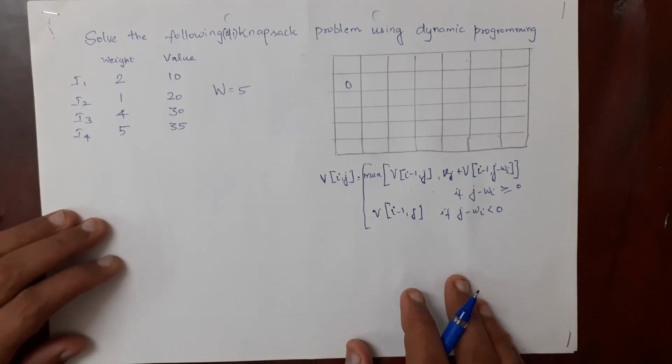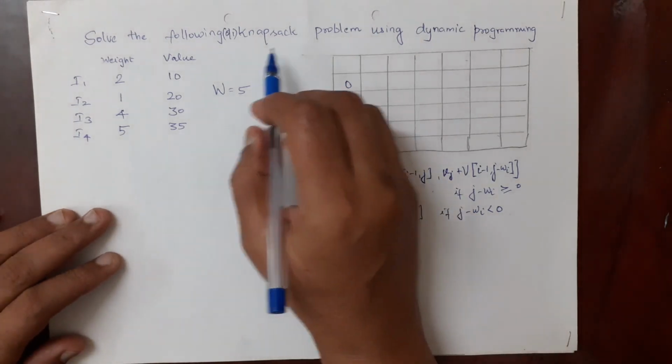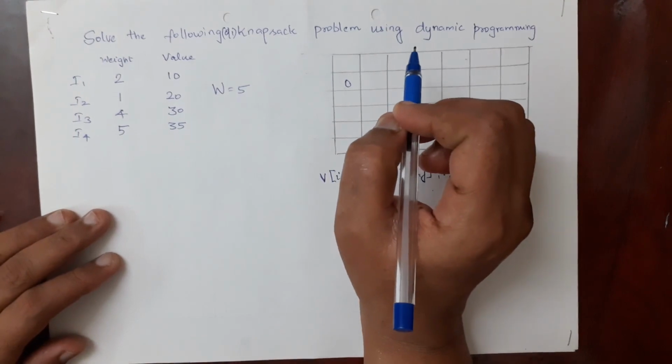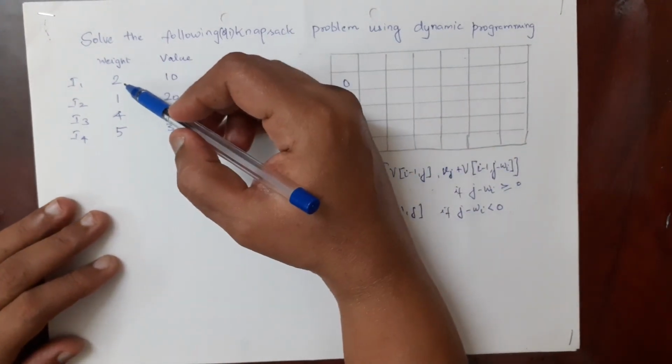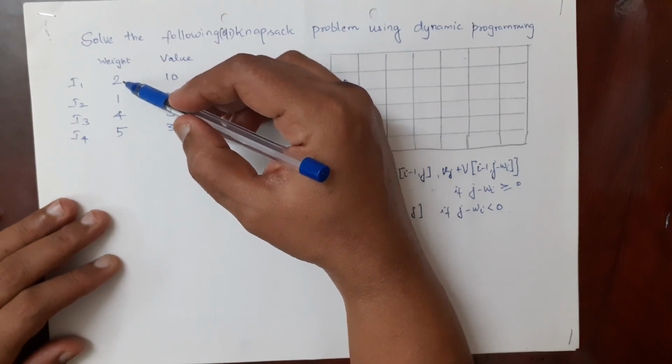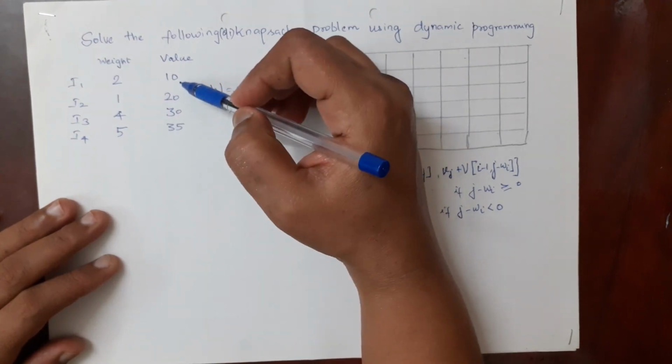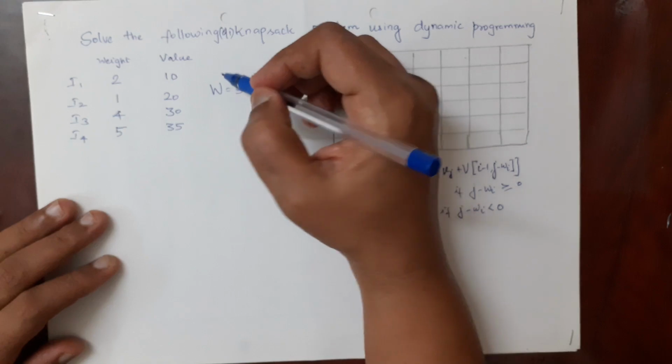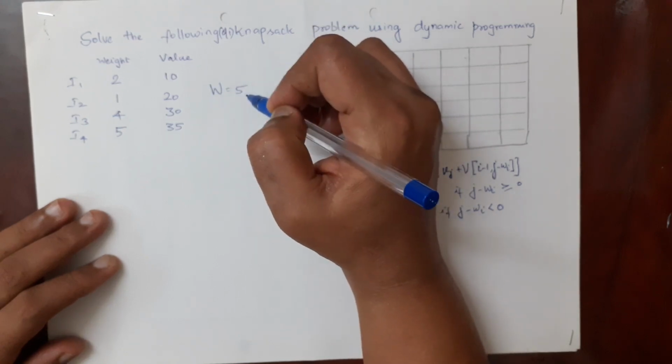Hello students, in this video we'll see how to solve the 0/1 knapsack problem using the dynamic programming approach. There are 4 items I1, I2, I3 and I4 whose weights are 2, 1, 4 and 5, and the values of the items are 10, 20, 30 and 35. The total weight capacity of the sack is 5.